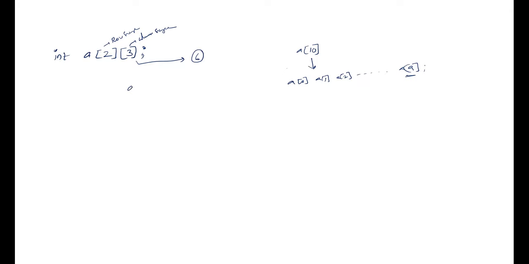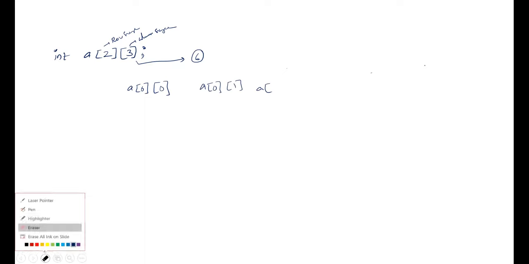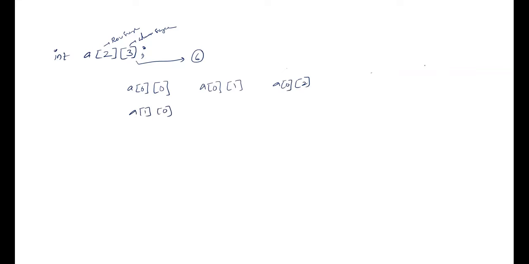They are A of 0, 0, A of 0, 1, A of 0, 2, next A of 1, 0, A of 1, 1, A of 1, 2. So these are the six variables we have created.